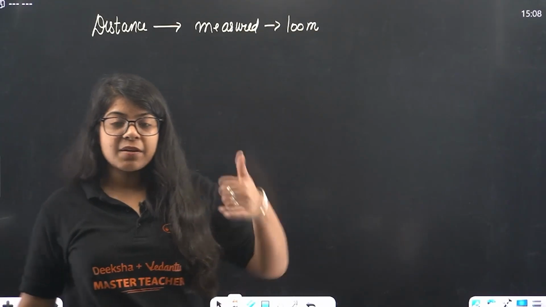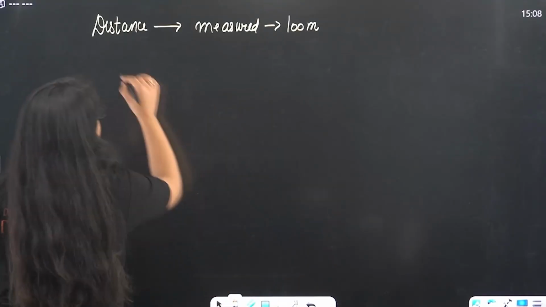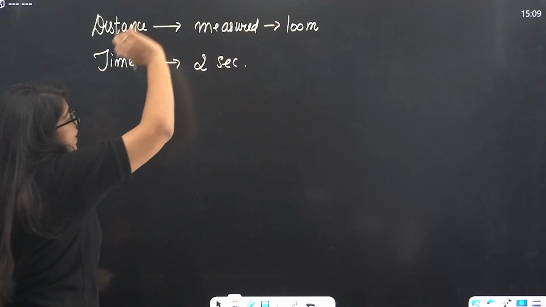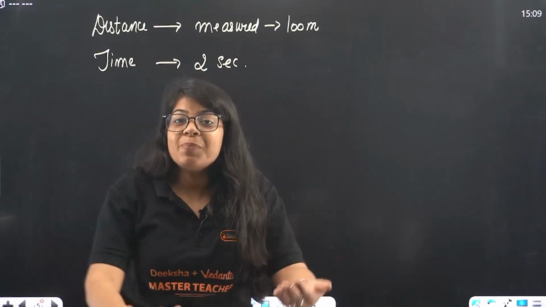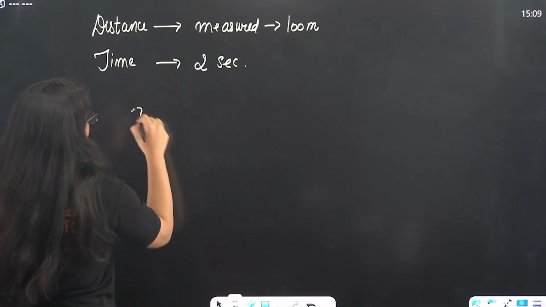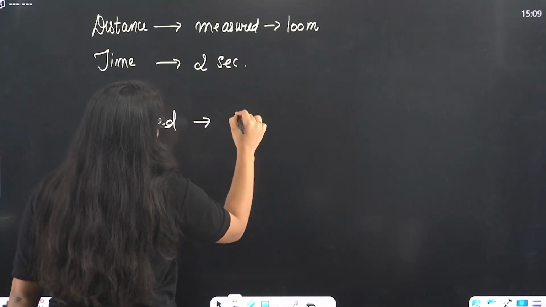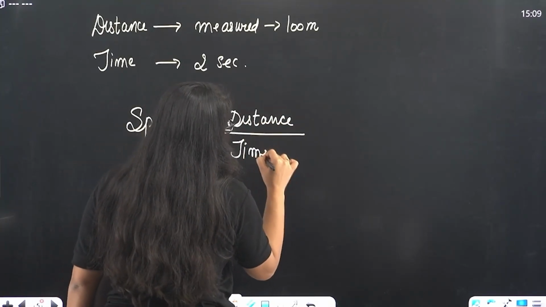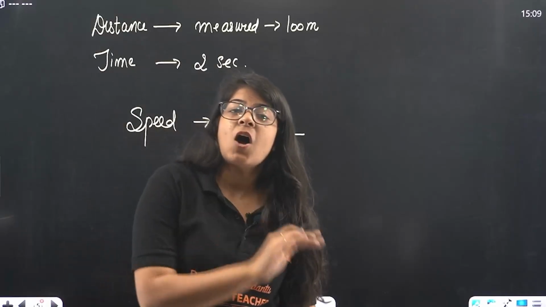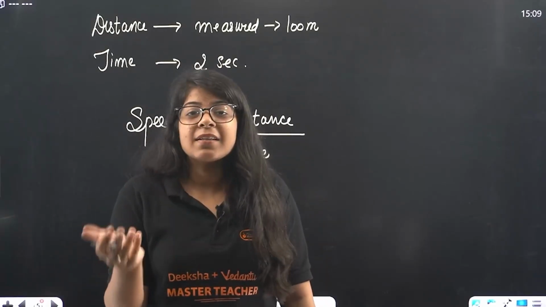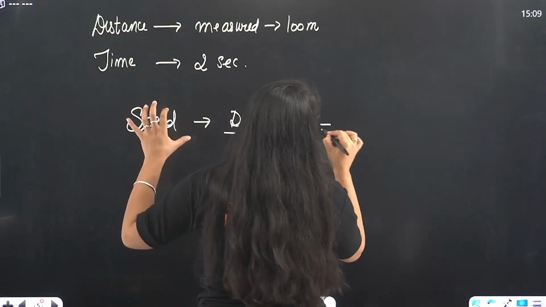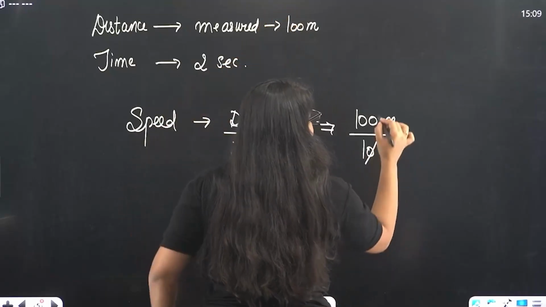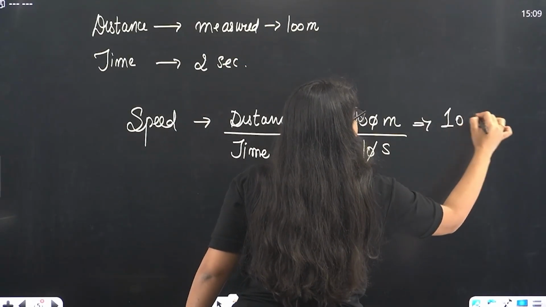And time also we will measure with the help of a watch. With the help of the watch, I said that the time is 10 seconds. In 10 seconds I covered 100 meters. Now what is the speed? You will say that ma'am, speed will be distance upon time. How much distance is covered in how much time, right? That's it. So your speed will be 100 meters upon time, 10 seconds. So your speed is 10 meter per second.